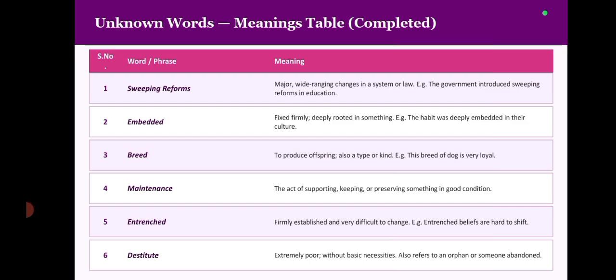Now there is an activity given here, unknown words meaning tables. You are told to read the entire unit 1 and highlight 5 unknown or confusing words or phrases. Now find out their meaning by using the above given strategies.